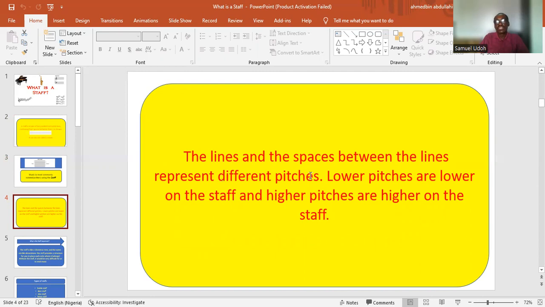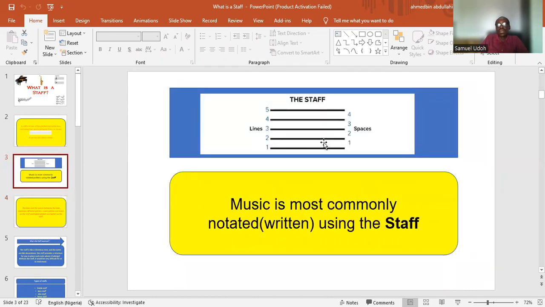The lines and the spaces between the lines represent different pitches. Lower pitches are lower on the staff and higher pitches are higher on the staff. Take for instance a male who has a baritone voice, who has a bass voice, and a female who has a soprano voice. The notes, the sounds that the bass singer is singing are going to be on the lower part of the staff, while for the soprano it's going to be on the higher part.